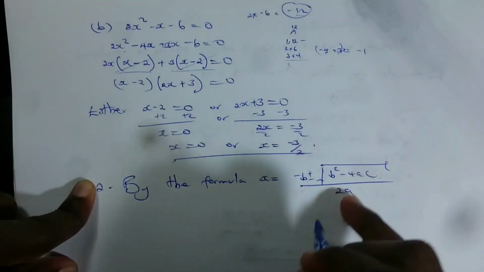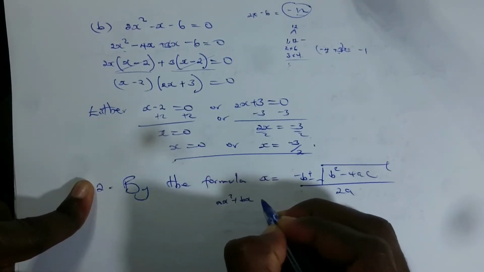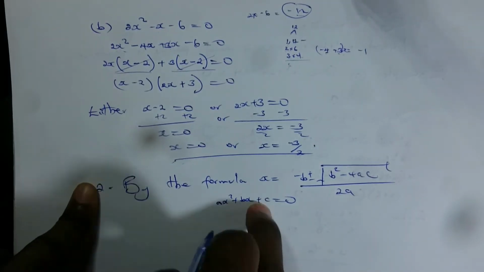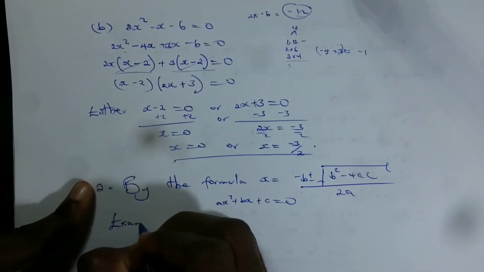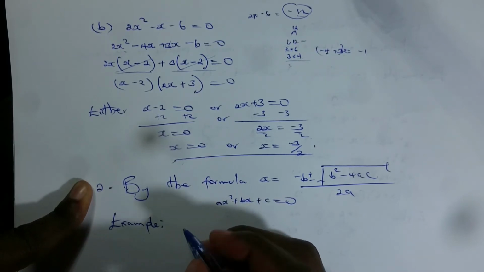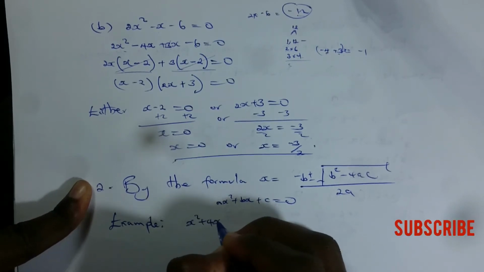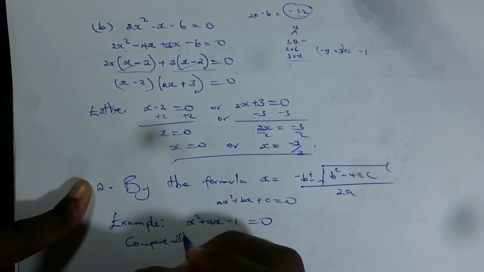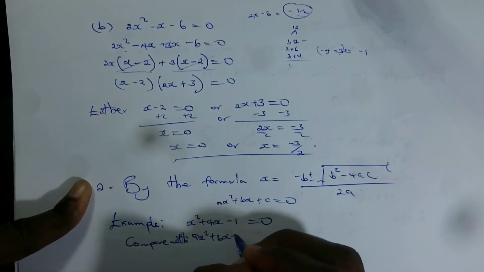This a, b, and c that you see as unknowns there are coming from our original expression. So you get the coefficient of x squared, the coefficient of x, then the constant term c, to replace in that equation. So for this example, we have x squared plus 4x minus 1 equals 0. So we compare with ax squared plus bx plus c equals 0.